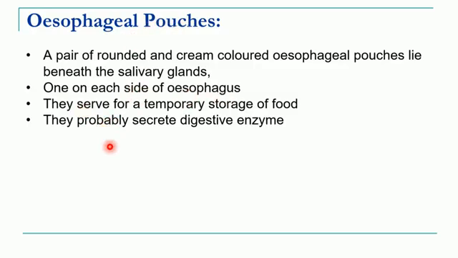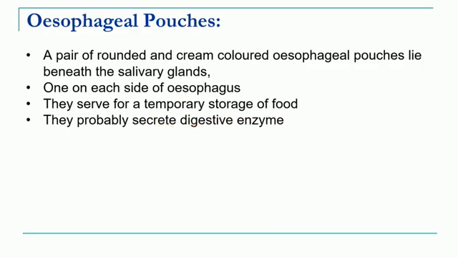Now the exact function of these esophageal pouches is not yet known, but they are said to serve for the temporary storage of the food, and they probably secrete digestive enzymes. So these are the two functions of the esophageal pouches: temporary storage of the incoming food, and secreting some digestive enzymes which aid in the process of digestion. We can summarize: they are paired, rounded, cream colored structures present round the esophagus. On either side you have two pouches, and they serve for temporary storage of food as well as secrete some important digestive enzymes.